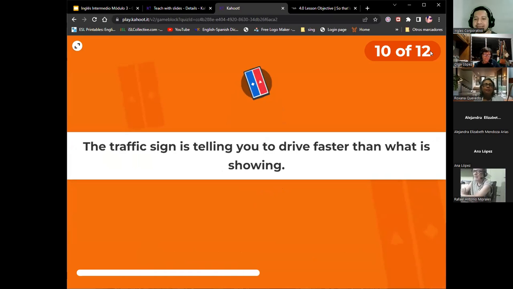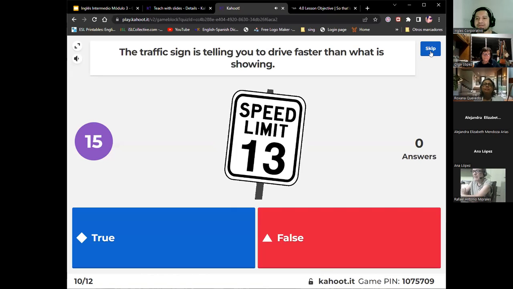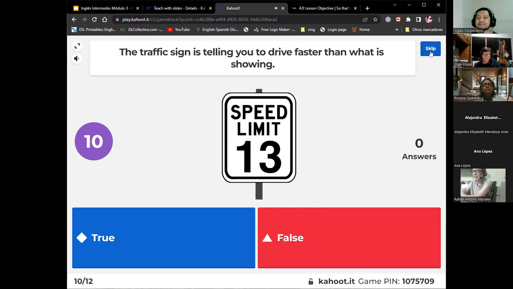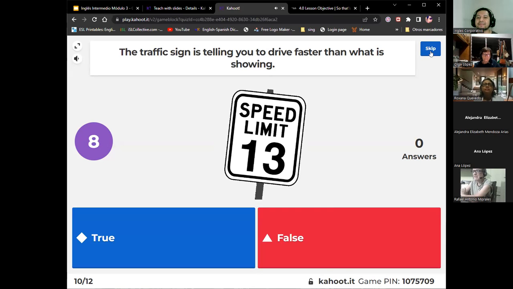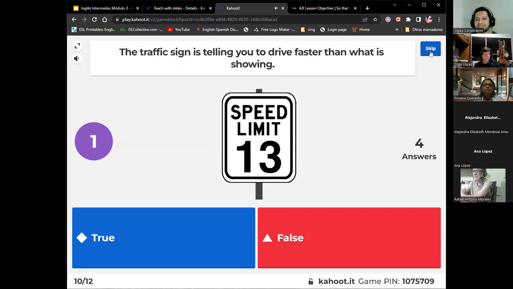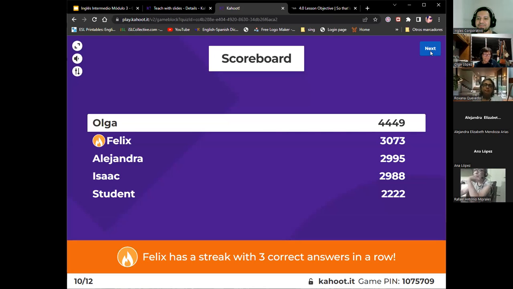True or false again? The traffic sign is telling you to drive faster than what it is showing. El símbolo de tráfico le muestra que debe de viajar más rápido de lo que debe. ¿Es verdadero o falso? Falso, false, very good. It's telling you to stop, right? That is the limit, the speed limit. Let's see, next one, we almost finish.